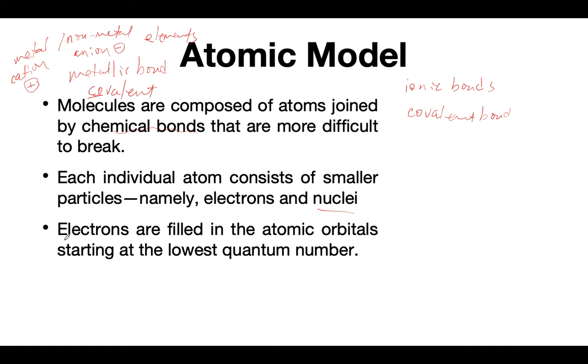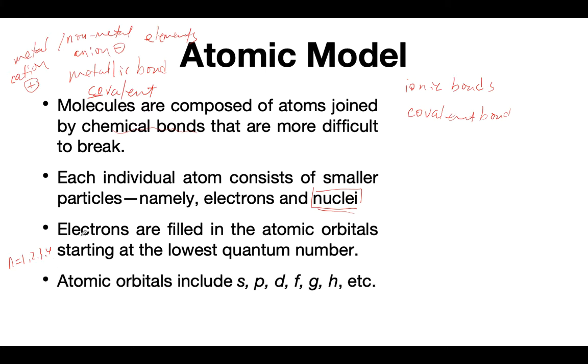According to the number of protons, the elements are arranged in such a way that they can be put into the periodic table, right? And every atom should be neutral, so the number of electrons equals the number of protons. However, we know that the protons and the neutrons are located in the nuclei, whereas the electrons are found in the atomic orbitals, starting at the lowest quantum number, that's basically n. We know the quantum number starts from n equal to 1, 2, 3, 4, right?